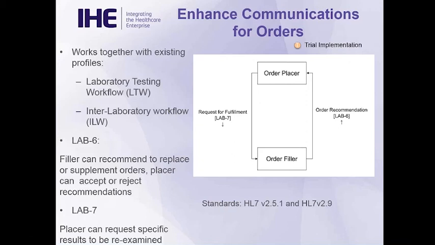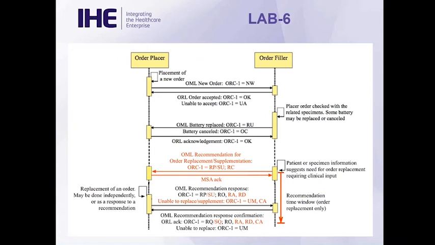and then Lab 7 is actually built on a new feature in HL7 2.9. There was a new order message structure introduced specifically to cover the fulfillment request. So version 2.9 is undergoing ballot right now and should be published shortly. Next slide. Gives a little bit better information about Lab 6.